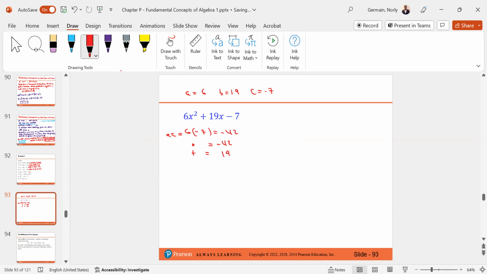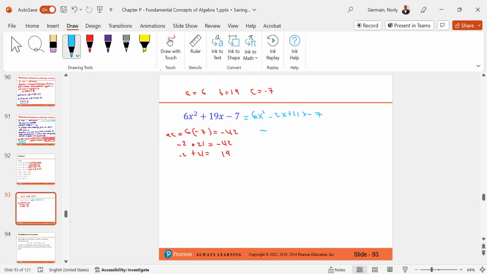Well, looking at this one, I would say negative 2 times 21, right? So negative 2 plus 21, right? So now I can rewrite the term in the middle. That is, I keep my 6x squared, I can say minus 2x, plus 21x, that makes it 19x, minus 7.